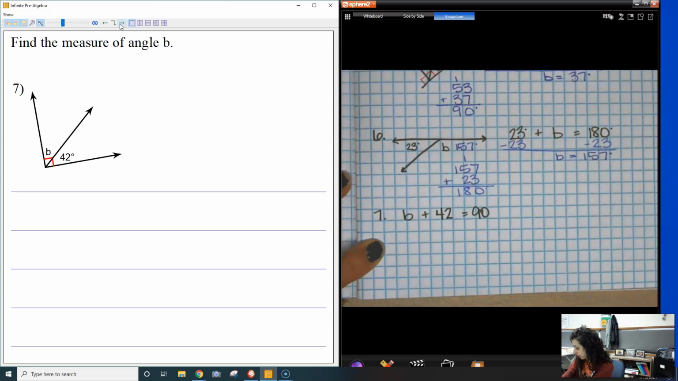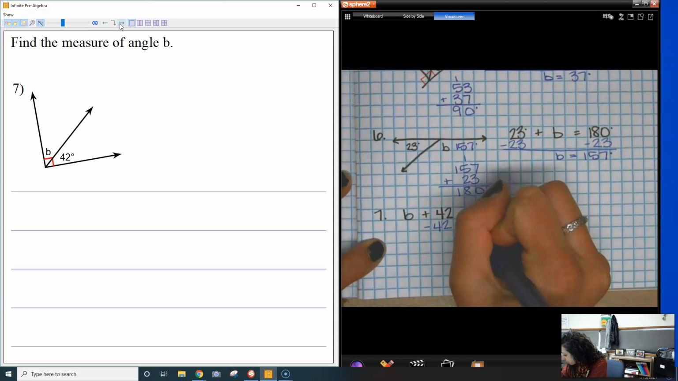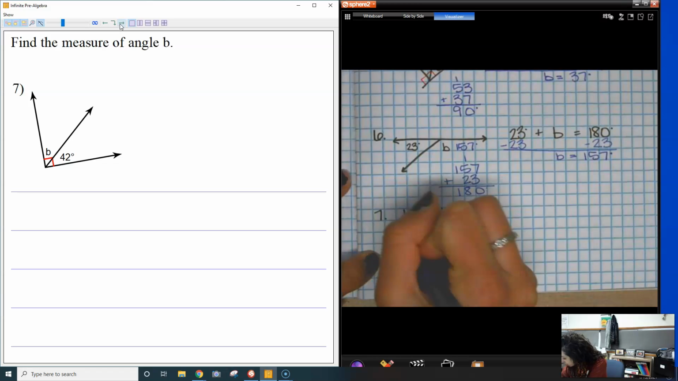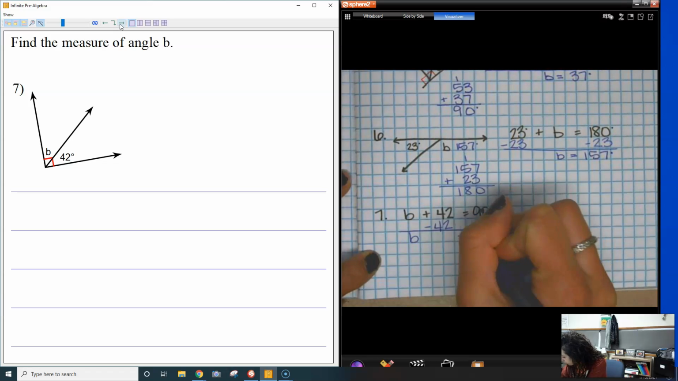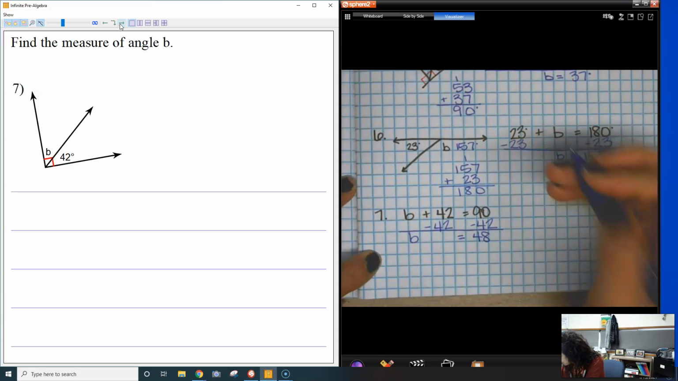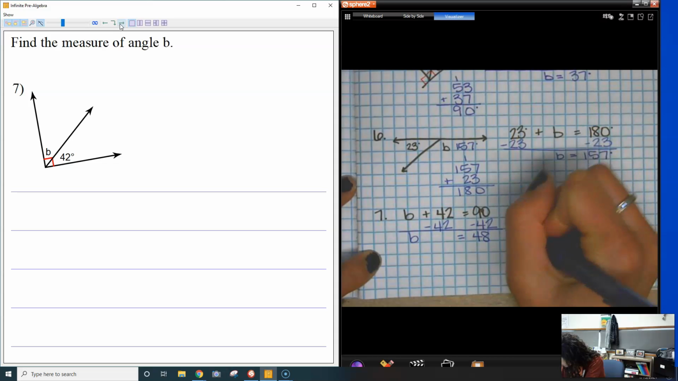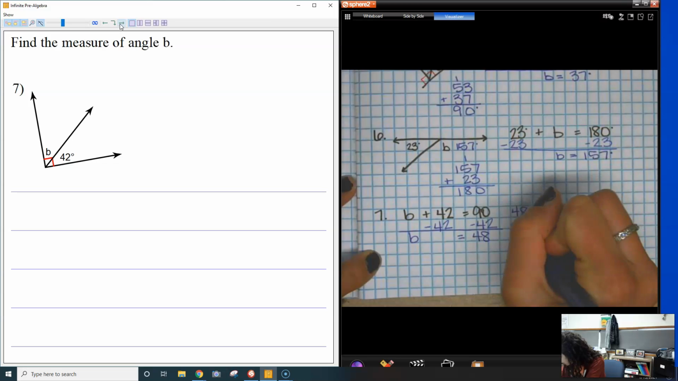I'm going to solve for b. It's being added by 42, so I'm going to minus 42 from the left. I'm going to minus 42 from the right. That leaves me with b equals 48. And I should check it. I should take my 48 and add it to 42 and get 90 degrees. Woohoo!